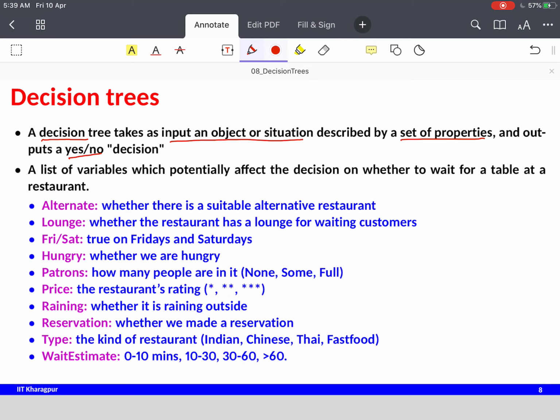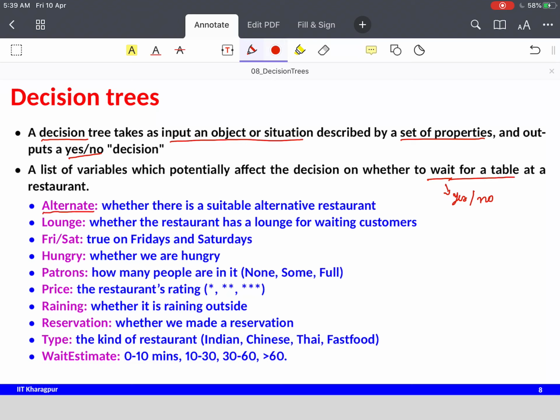So let's say we would like to visit a restaurant, and depending on a set of parameters, whether we would like to wait or not is the question that we need to answer. So whether to wait for a table or not at a given restaurant. I would like to say yes or no after observing a certain set of factors.